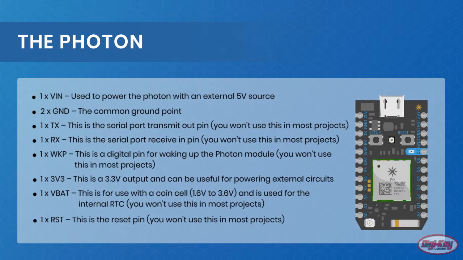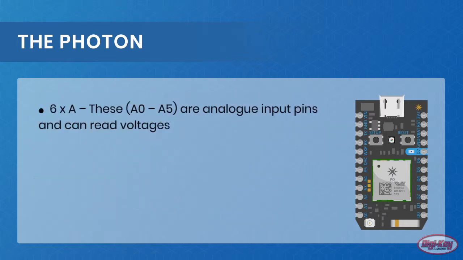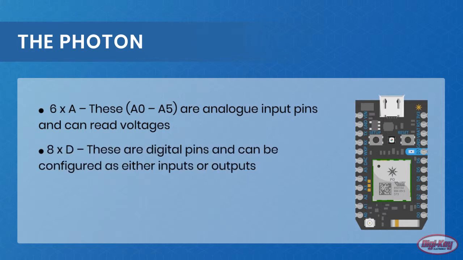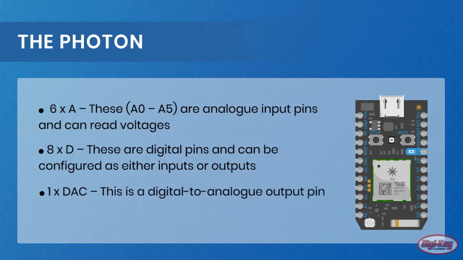But the most common pins that you will be using are the A pins, which are A0 to A5 and are analog inputs and can read voltages, 8 D pins, which are digital pins and can be configured as either inputs or outputs, and 1 DAC, which is the digital to analog output pin.